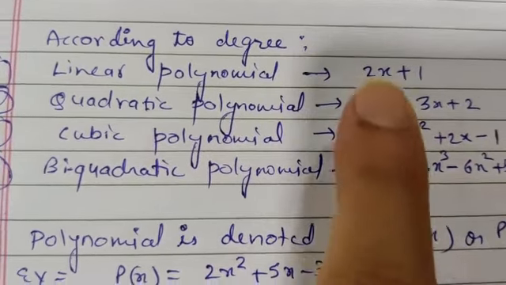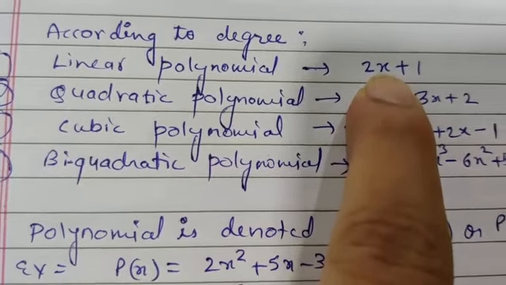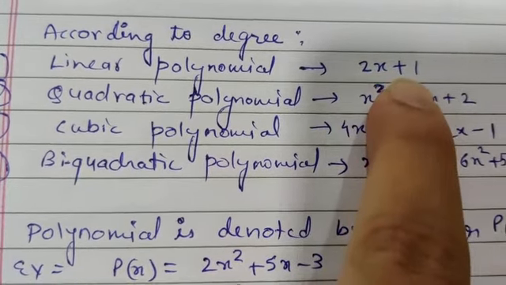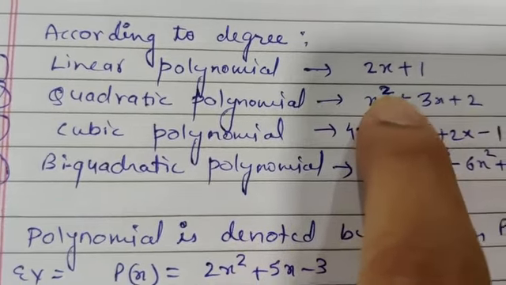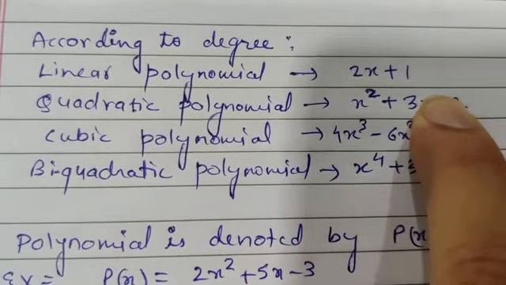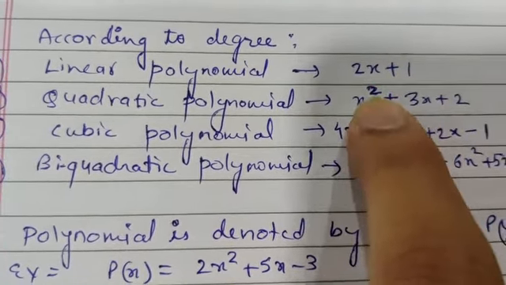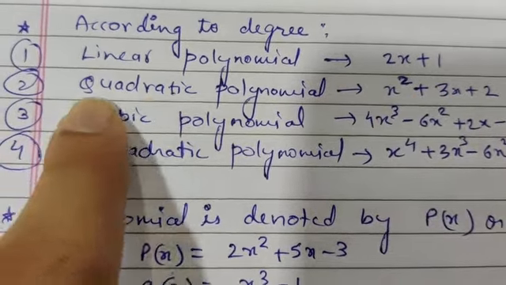अगर यहाँ पर x की डिग्री 1 है, 2x, x के ऊपर कुछ नहीं है, पावर में 1 कहलाएगा वो. तो 2x plus 1 is a linear polynomial. What about 2? If the degree is 2, the highest power is 2. This is x to the power 1, this is x to the power 2. So we have to see only the highest power, that means degree. So if degree is 2, we can call it a quadratic polynomial.